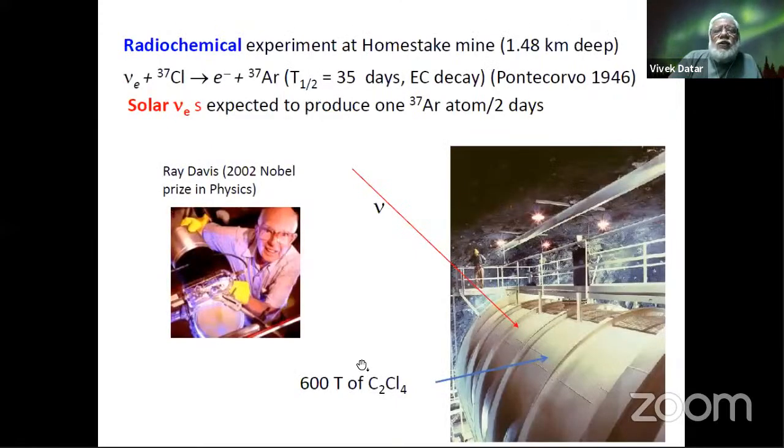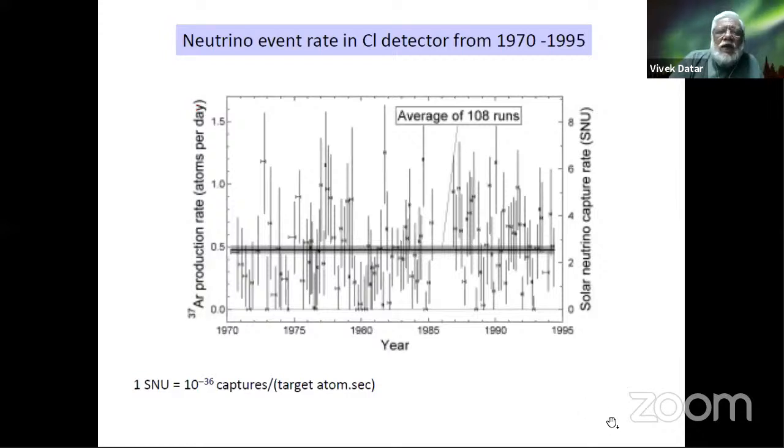Okay, so this radiochemical experiment, which is inspired by Pontecorvo's proposal, produces roughly one argon-37 atom every 2 days in this 600-ton detector. Over a period of time, Davis just stuck to his task in spite of all the difficulties, and over this 25-year period he showed that the neutrinos are roughly half or 1/3 of what you expect. So this is the production rate of argon per day. You can see that that's roughly half if you average over a period of about 25 years.